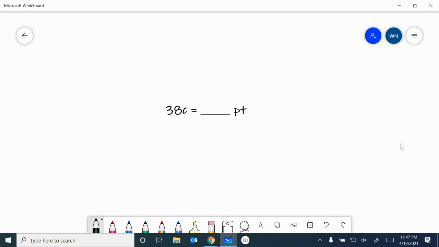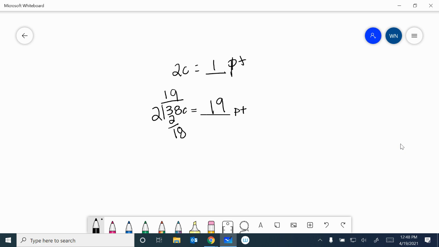Let's get started. 38 cups equals how many pints? So we know that there are 2 cups to one pint. So if we're looking at 38 cups, all I'm going to do is divide it in half. 2 can go into 3 one time. 2 can go into 18 9 times. So 38 cups equals 19 pints.